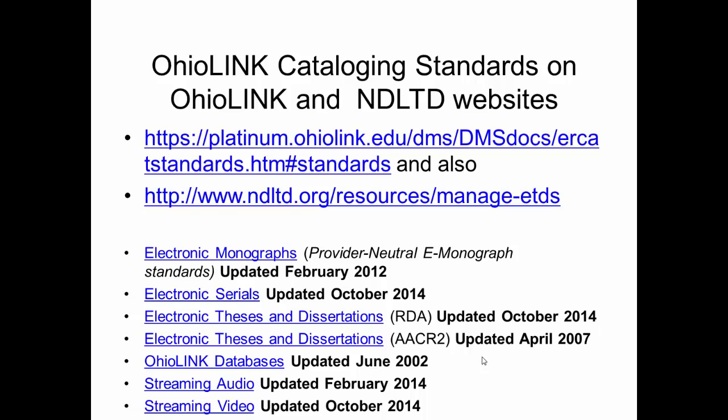OhioLink working groups have been active in creating guidelines and standards for cataloging a variety of electronic resources, not just ETDs. These are all available through the OhioLink website and the NDLTD website, the Networked Digital Library of Theses and Dissertations. Our hope is that the standards drawn up by OhioLink working groups will benefit people outside our consortium. They are publicly available for other institutions to adopt or adapt.